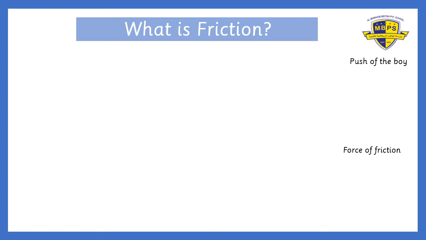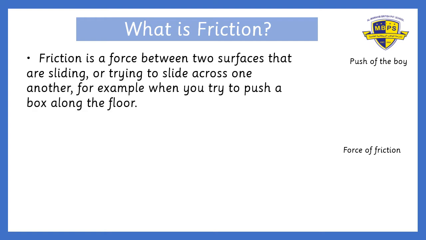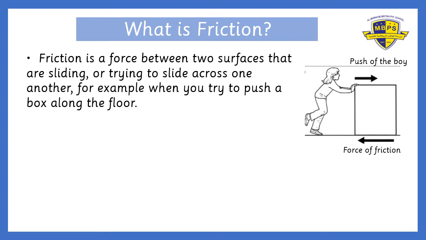So friction can be explained by two more examples. Friction is a force between two surfaces that are sliding or trying to slide. For example, when you try to push a box on the floor, there is a push from yourself. For example, there's a boy. A boy is pushing the box in one direction, which you can see by the force diagram, and the force of friction is pushing the box in the other direction.